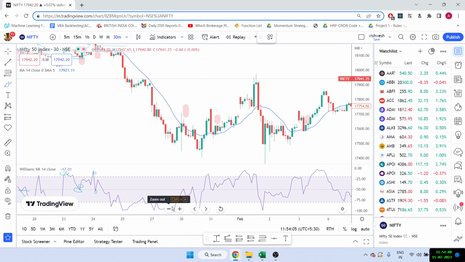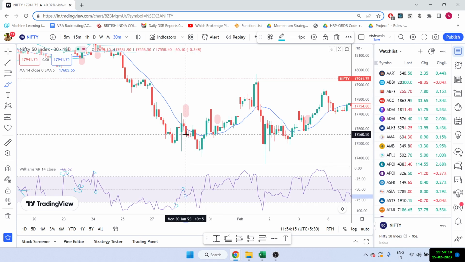So Williams percentage R was below -80. It came above -50 and then it came below -50 again. So we should have taken the sell entry this time. This is our selling price. This is the stop loss and it gave us a profit here. So again, it's a profitable trade.